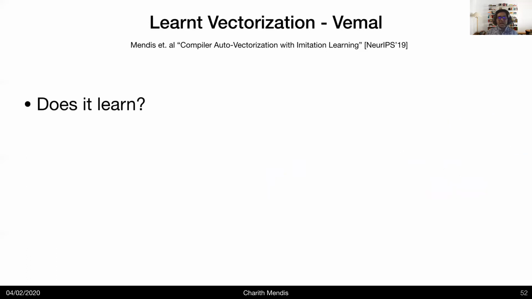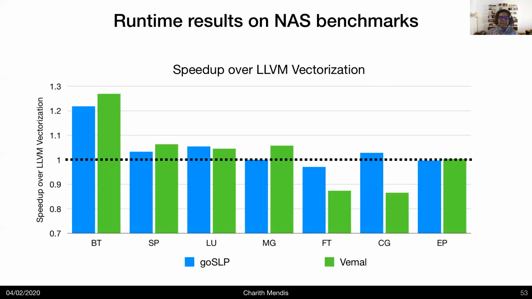With that training regime and state representation in hand, next we tested whether we can learn a good enough policy. To do that, I collected a bunch of experiences from Spec 2006 and Spec 2017 programs, trained the neural network or the learned agent, and tested it out on NAS parallel benchmark suites. Here I show you results for both the ILP based solution as well as the learned agent Vimal, where the y-axis shows the speed up over LLVM's own vectorizer. So anything above 1 means that there's a speed up over LLVM.